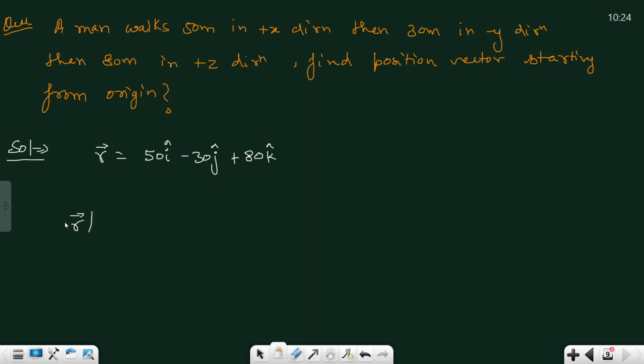And what will be the magnitude of this vector? This will be 50 square plus 30 square plus 80 square. You will not take this minus sign because we are just taking the magnitude. So the length will be this. Clear?